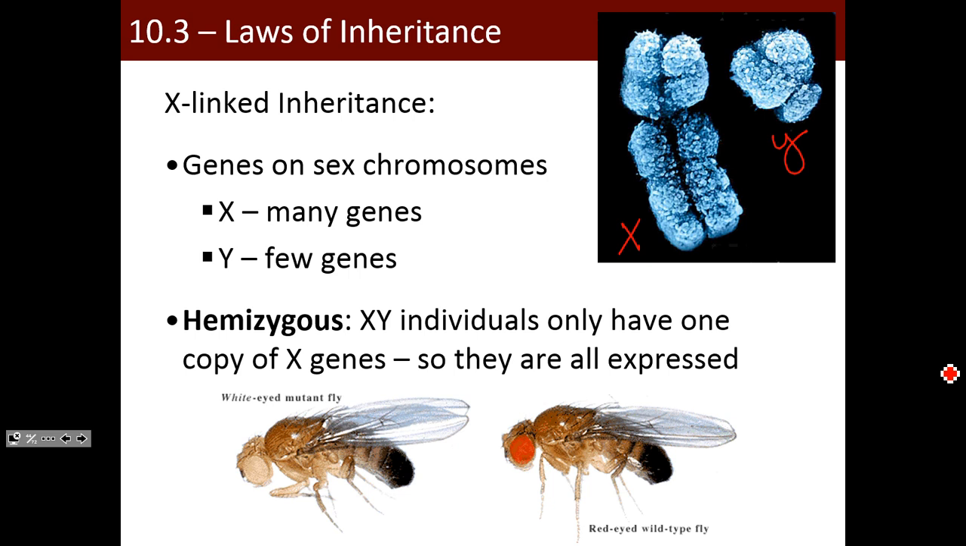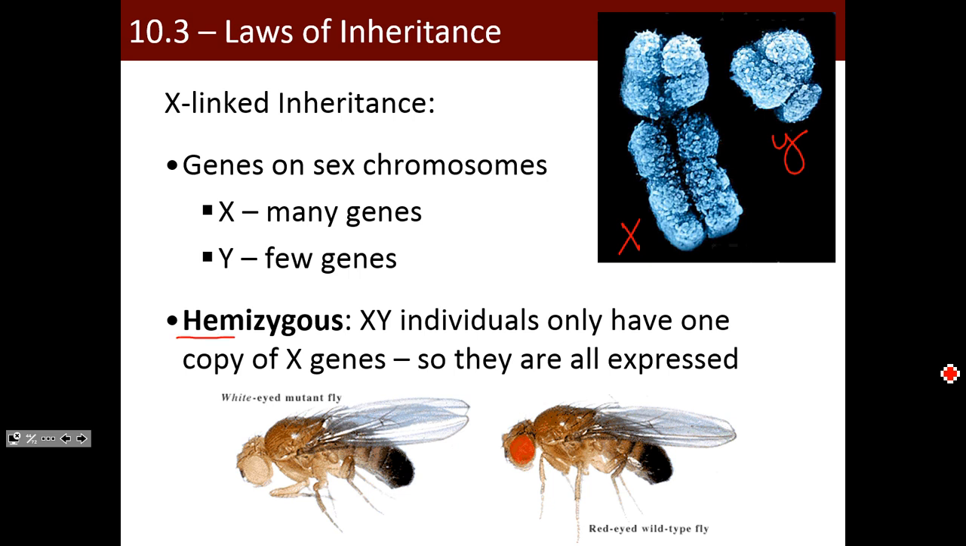But because XX individuals have 2 X's and XY individuals have 1, if there is a disease or something that is in the X chromosome, then XY individuals are more likely to get it, right? Or something that is a recessive trait. XY individuals are more likely to express it. So X has many genes, Y has few genes, and anytime we're talking about X chromosome genes, we refer to the XY individuals as being hemizygous.